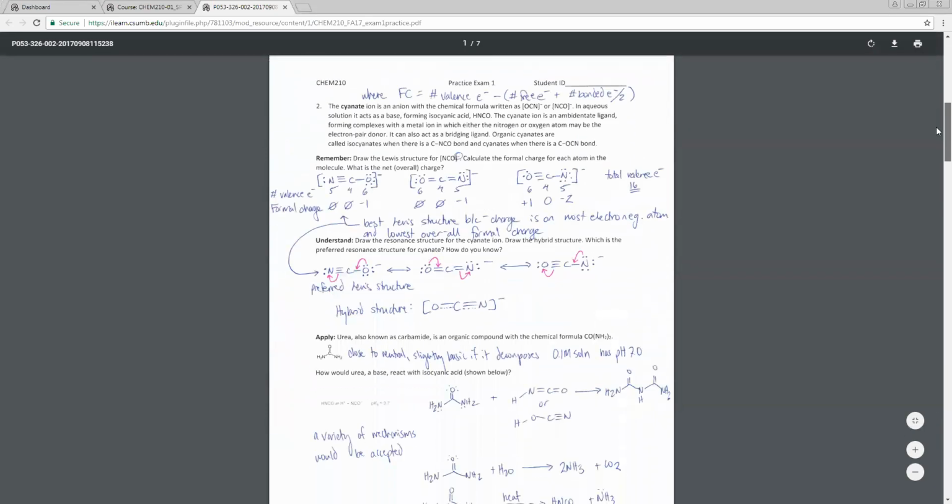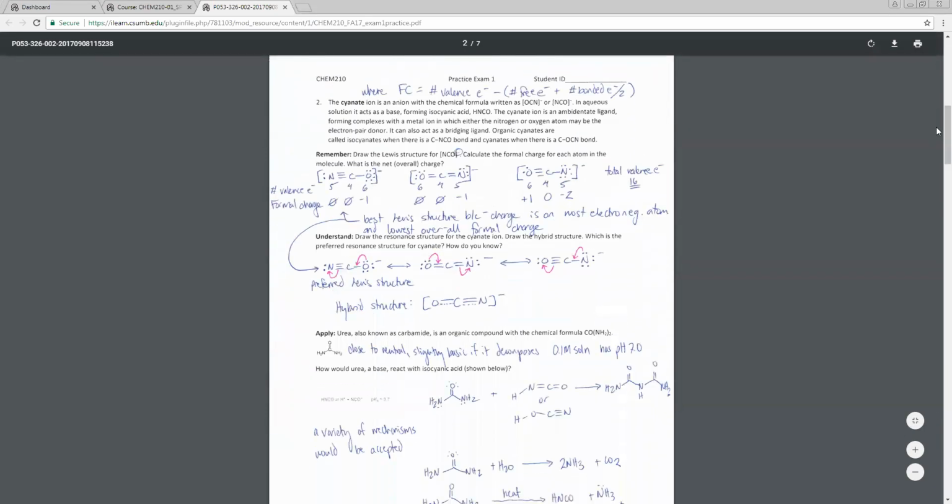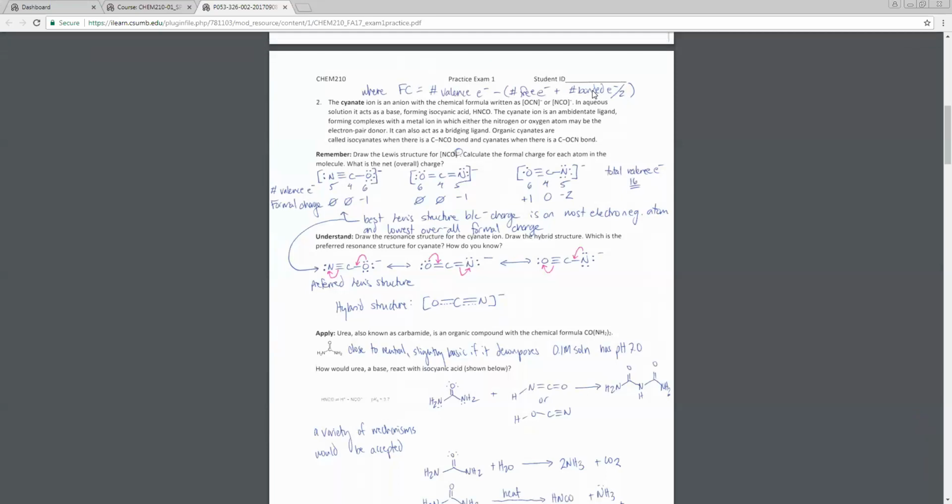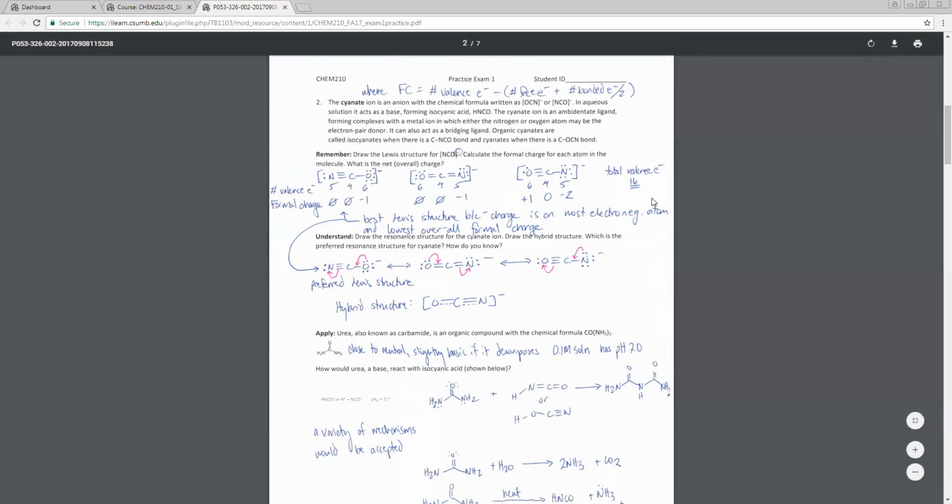If we look at problem 2, how do we calculate formal charge? Well, remember, that's the number of valence electrons minus the number of free electrons plus the number of bonded electrons divided by 2, or you can think of it in terms of the number of bonds. So we're going to draw our Lewis structures, and then we're going to calculate the number of valence electrons. It's pretty easy to do that. If we just think about the number of valence electrons for each of these, that's our total number of valence electrons. And then we can look at our formal charge.